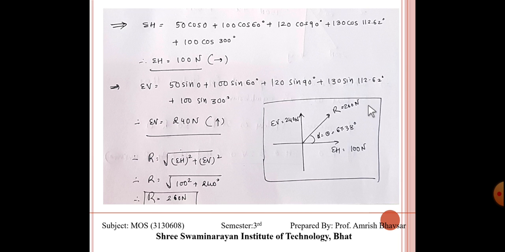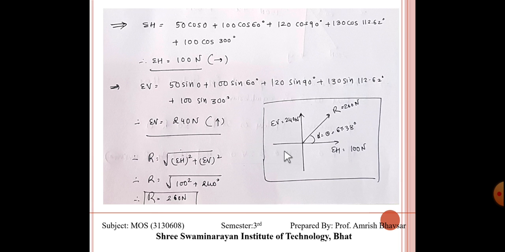Clear? Now, what is the value of this R? We know R is equal to the square root of sigma h squared plus sigma v squared. So R is equal to the square root of 100 squared plus 240 squared, which gives R equal to 260 Newton. And our next responsibility is finding the direction of this resultant force, and it is always measured with the horizontal force. Clear?